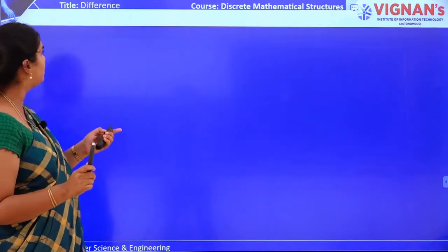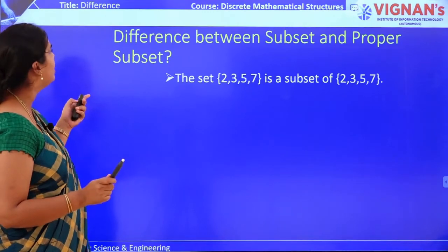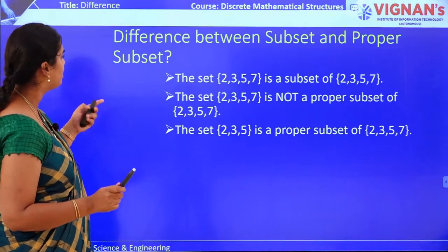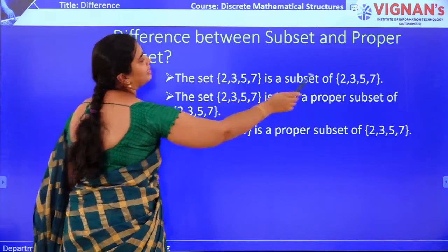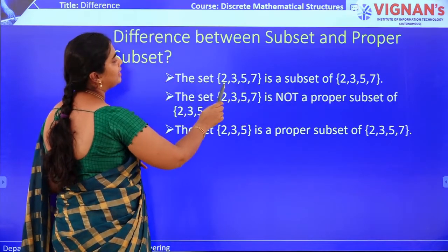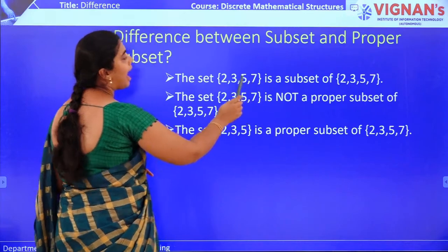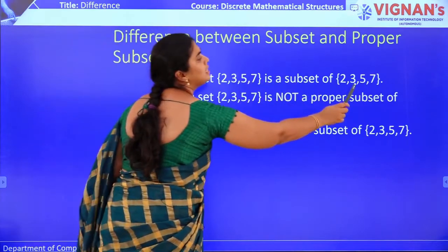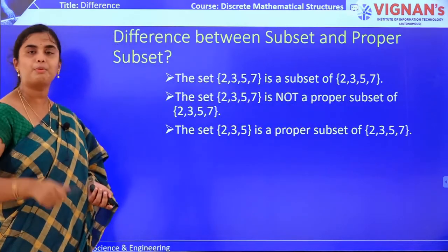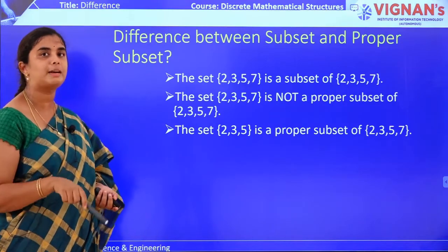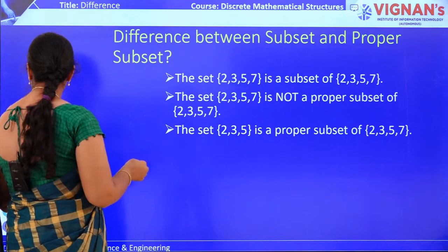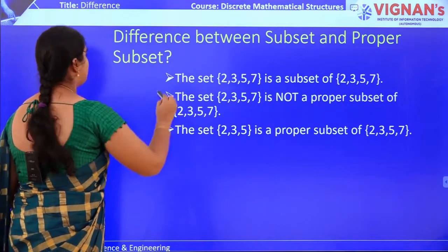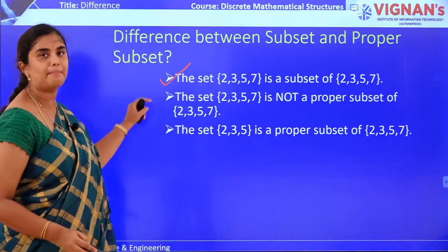We'll understand this further. Just look at some of the examples over here. Let us suppose this is one set and this is another set. This set contains 2 3 5 7, and this 2 3 5 7 is a subset of 2 3 5 7. Yes, it is possible, because in the case of the subset, the two sets can be equal to each other. So this example is correct.